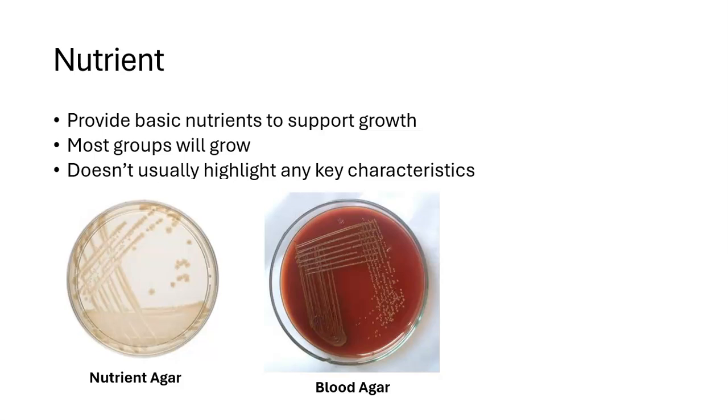Nutrient media provide basic nutrients to support growth. Most groups grow on nutrient media. These media, however, don't usually highlight key characteristics. They're basically just a surface for the organisms to grow on. Examples of nutrient media are nutrient agar and blood agar. Most organisms will grow on these media.